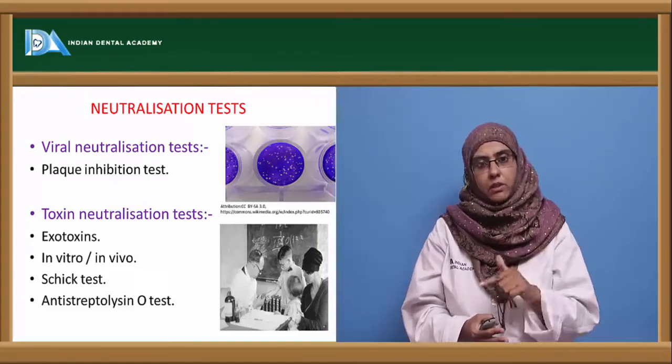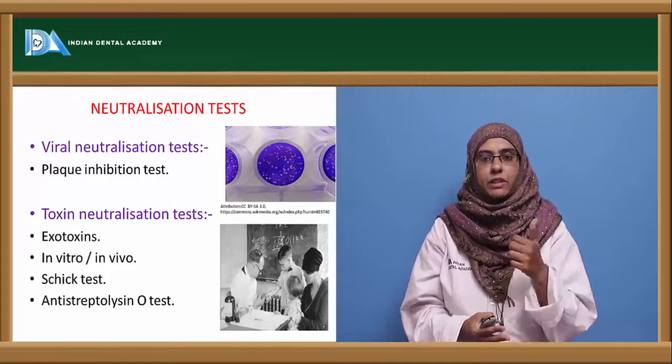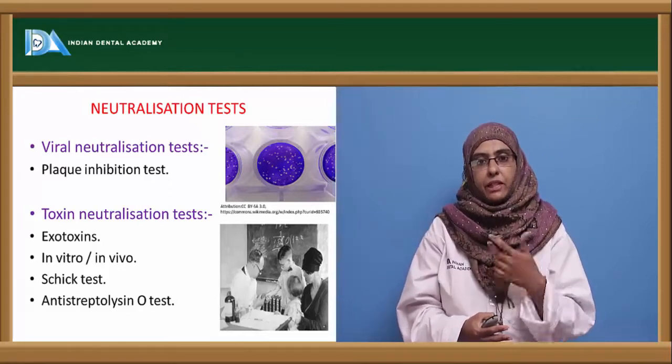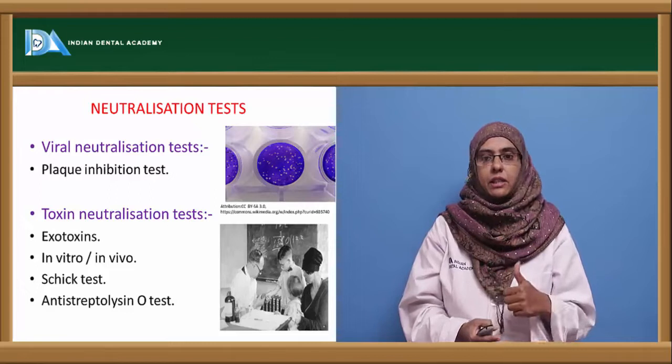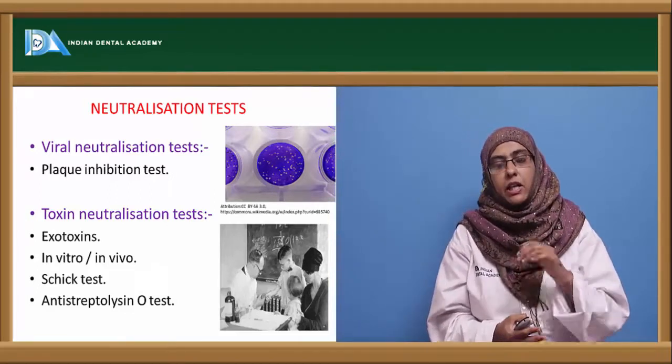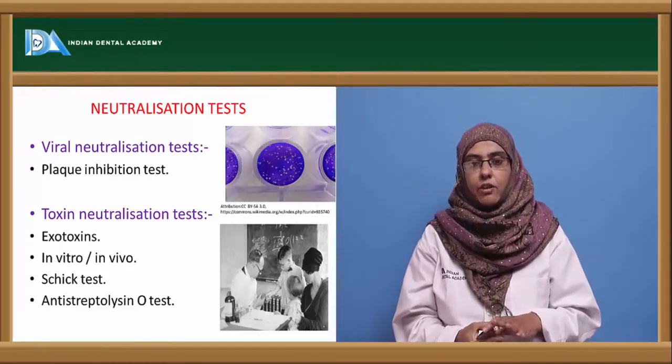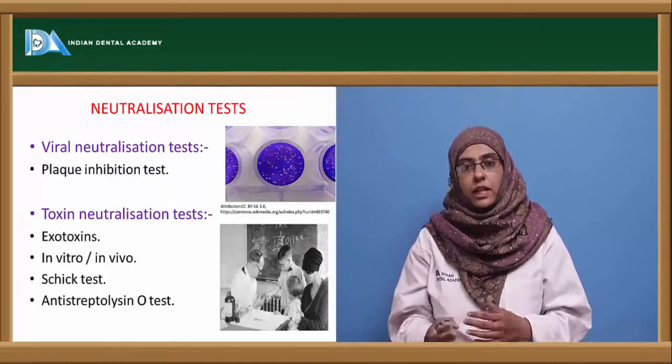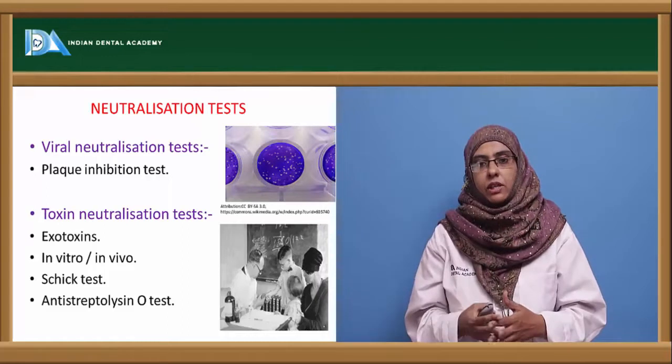Similarly, toxins also have a pathogenic effect only after they enter the human cell. So we are preventing the toxin and the virus from entering the cell by not allowing them to bind to the receptor on which they usually bind. So this is called neutralization of viruses or toxins. There are two different tests that are involved in neutralization tests.